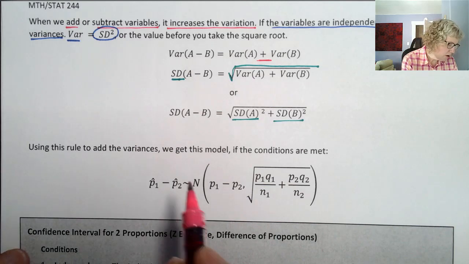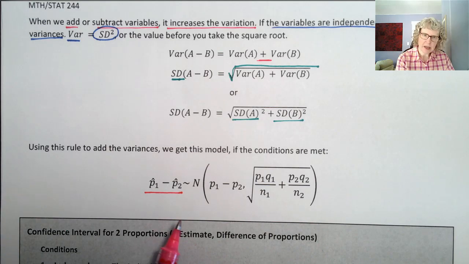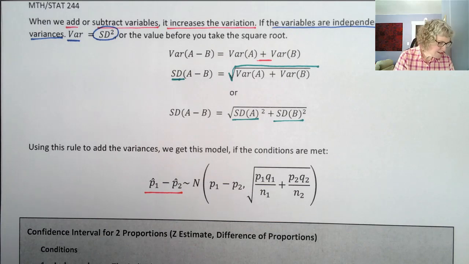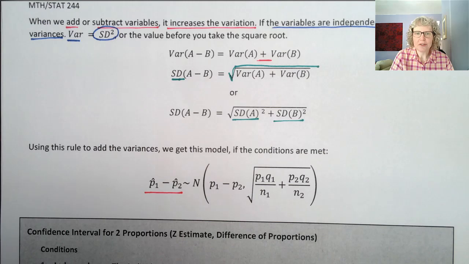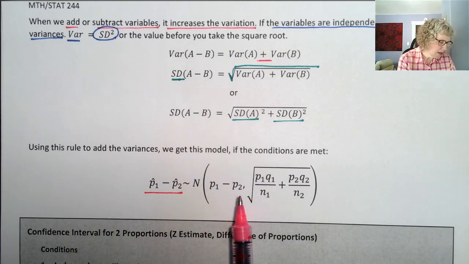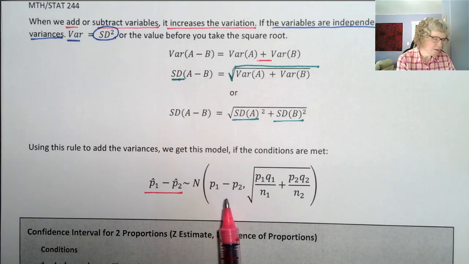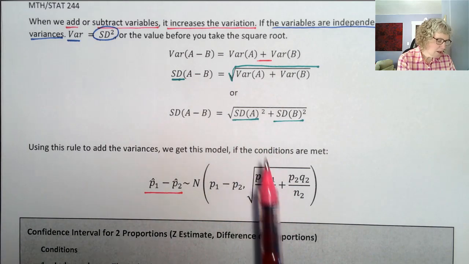So this is our p hat 1 minus p hat 2, which is what we're trying to estimate. And as long as these conditions are met, which we'll go into next, just like you've seen before, it follows a normal distribution. Okay, and the mean is the actual P1 minus P2, right? That's our mean. The mean stays the same. In this case, we're talking about the difference. And the standard error, you can kind of see where it's coming from.